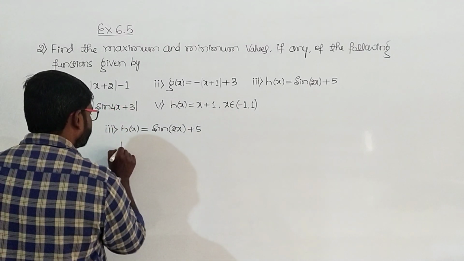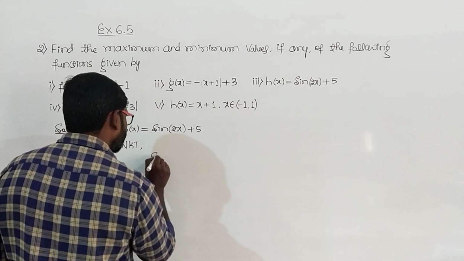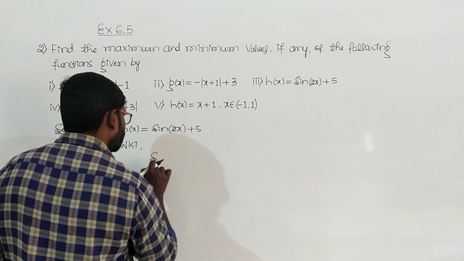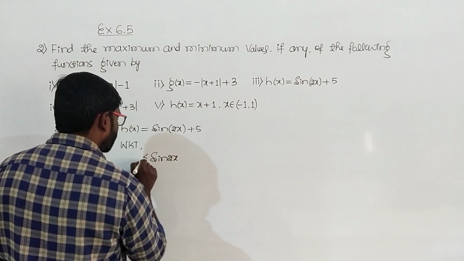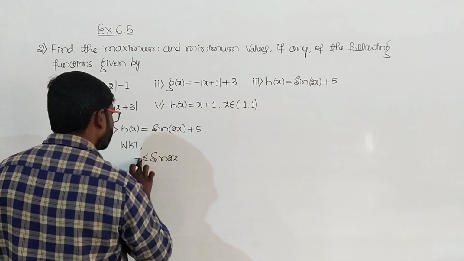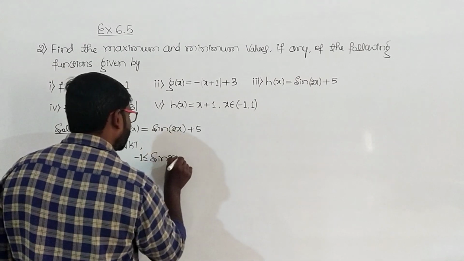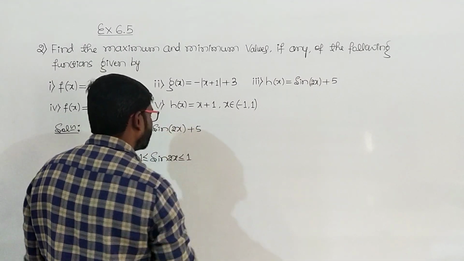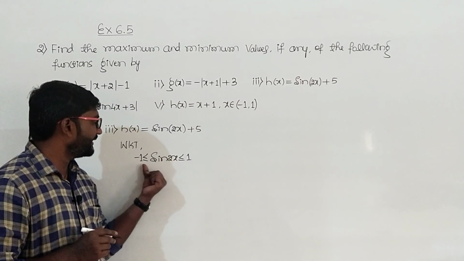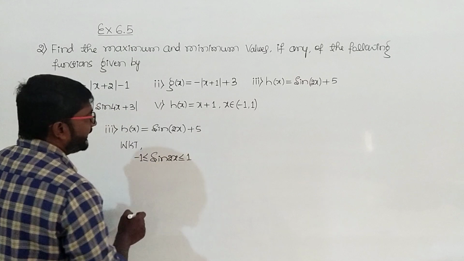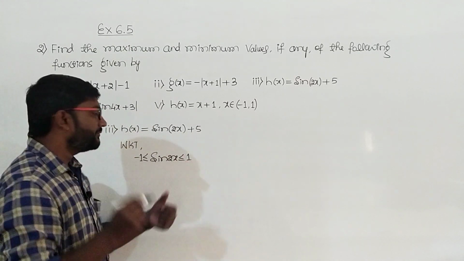So we know that sine 2x is greater than or equal to minus 1 and less than or equal to plus 1. This is the range of sine function. So what do we need now? We need sine 2x plus 5. That means for every term I will be adding 5.